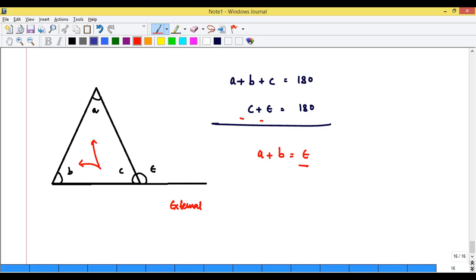External angle is the sum of two opposite interior angles. External angle is equal to sum of two opposite interior angles, right? Copy that.